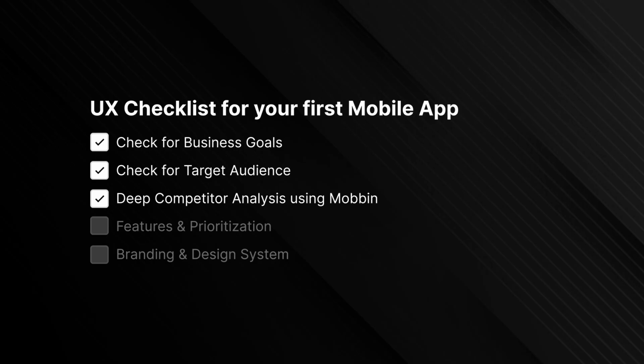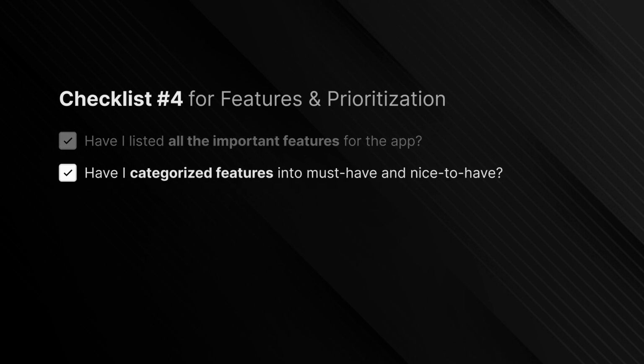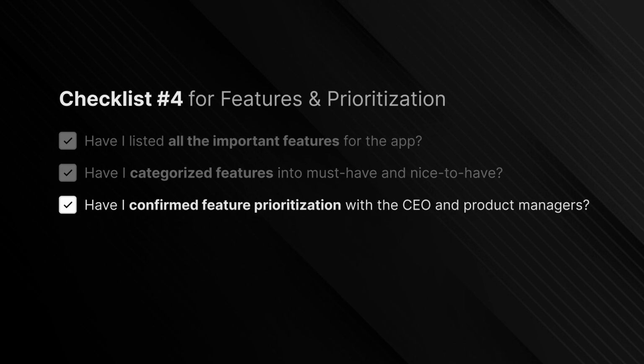After this, we get clarity on features and prioritization, where you need to ask yourself, have I listed out all the important features that this app could have? In our case, it could be expense tracking, an AI chatbot, a consulting store, whatever it may be. Have I categorized these features into must-have features and nice-to-have features? Have I confirmed the feature prioritization with the CEO and the product managers?